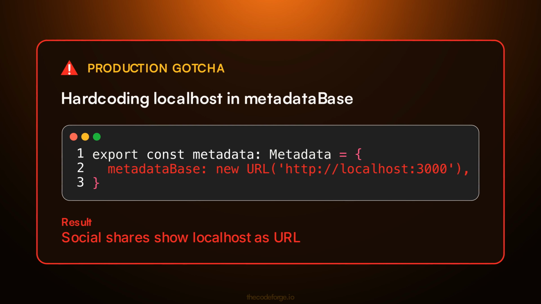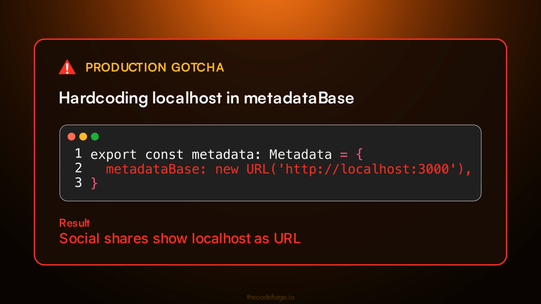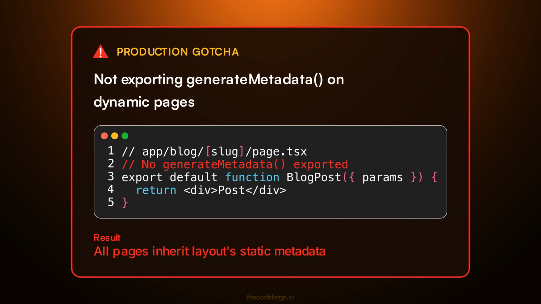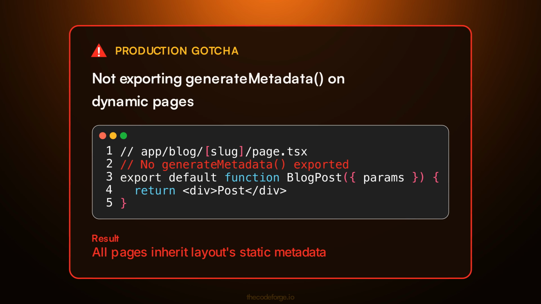This is the exact line that caused the incident. Hardcoding localhost in metadataBase means every relative URL resolves to localhost. Always use an environment variable. If you don't export generateMetadata from a dynamic page, Next.js merges the parent layout's static metadata with the root. Every blog post gets the same title and description. Unique page info is lost.